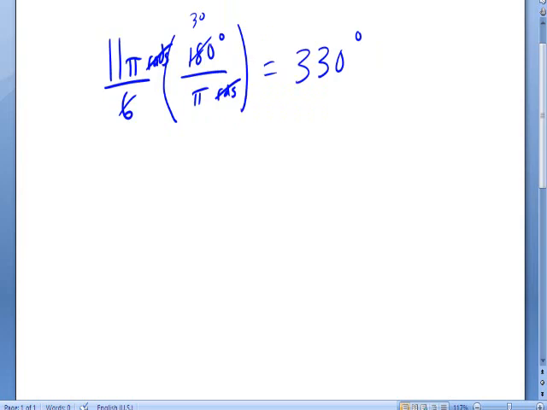At this time, again, you should pause the video and convert the angle measure, 5 pi over 4 in radians, convert that back to degrees, and when you're finished, hit the play button and you'll see the solution.